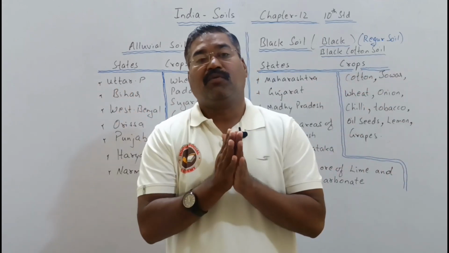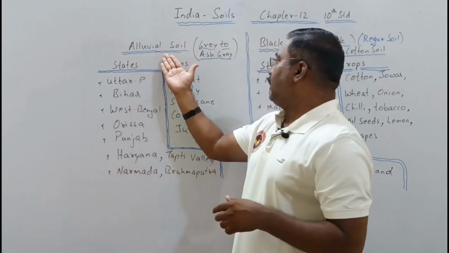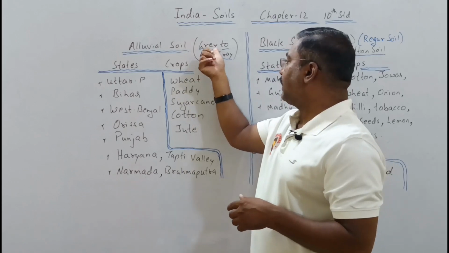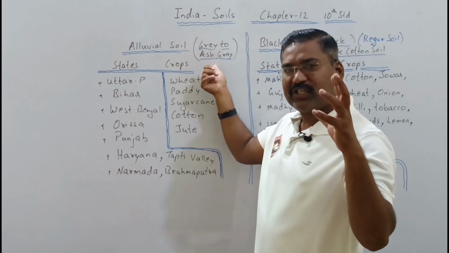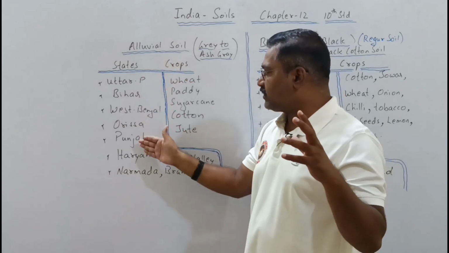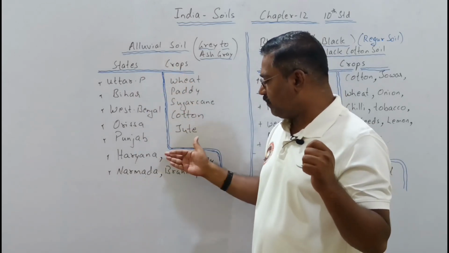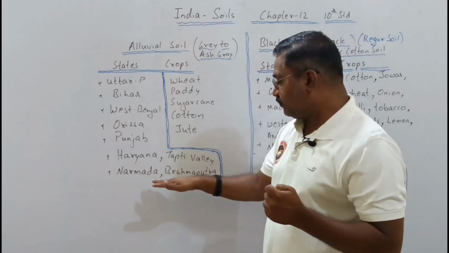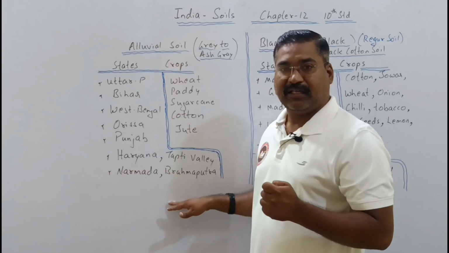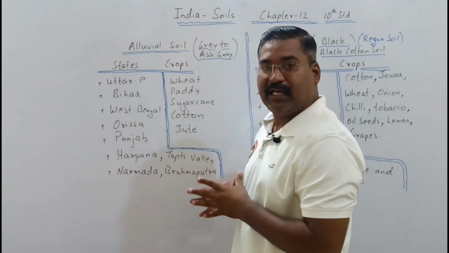Toward those areas, we see the soil called alluvial soil. Alluvial soil is grey, somewhat ash grey in color. The states are Uttar Pradesh, Bihar, West Bengal, Odisha, Punjab, Haryana, Tapti Valley, Narmada Valley, Brahmaputra Valley, as well as the Ganga Valley. Toward all these areas, we will easily get alluvial soil.